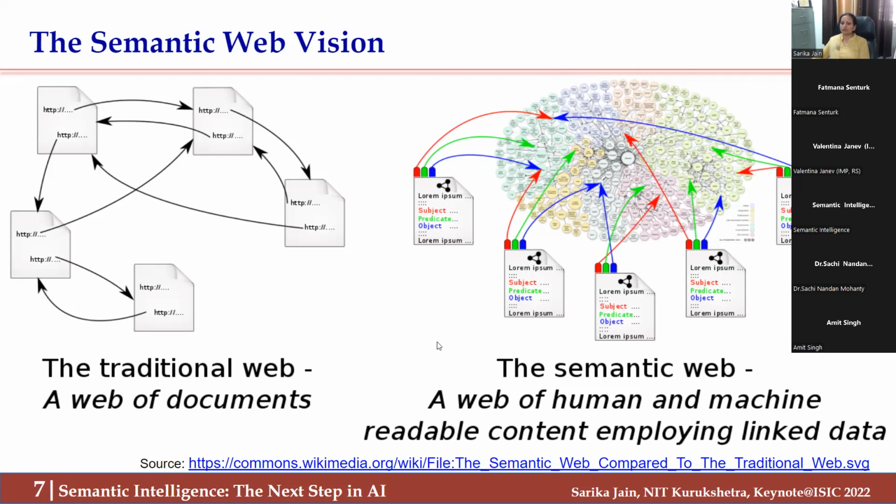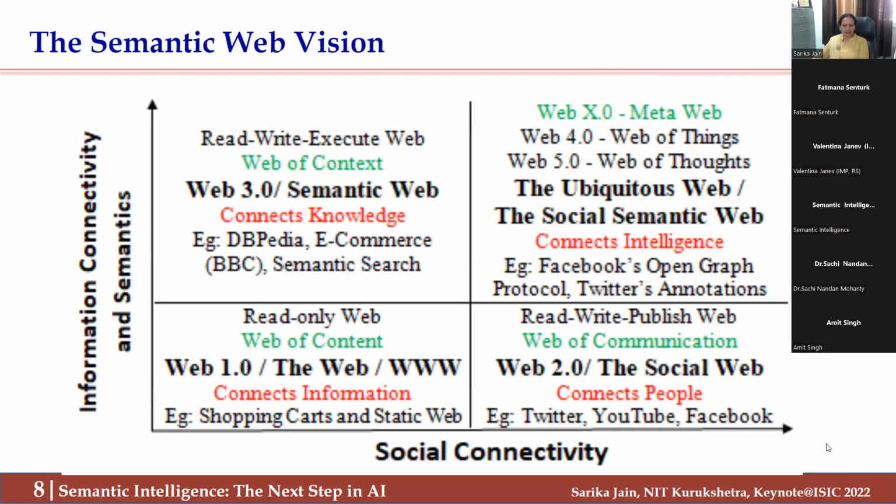So we are talking of data. We have a web of data. We have a web of human and machine readable content. How are we getting it? By employing linked data. We'll come to what is linked data. So the crux of this slide is that we want to achieve the semantic web, and it is possible because of linked data. Let us come to what is linked data.